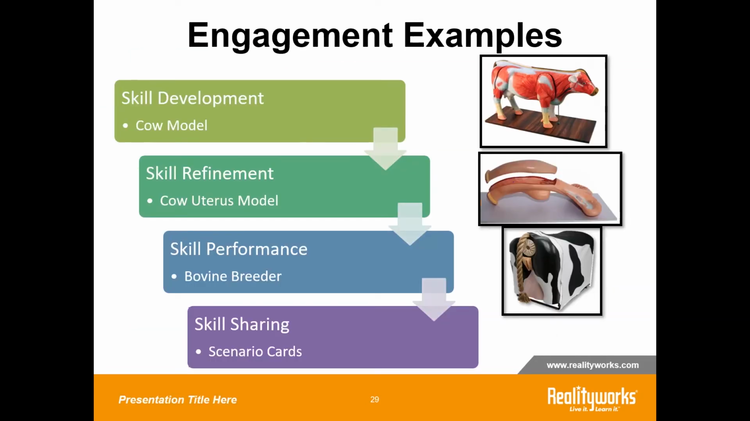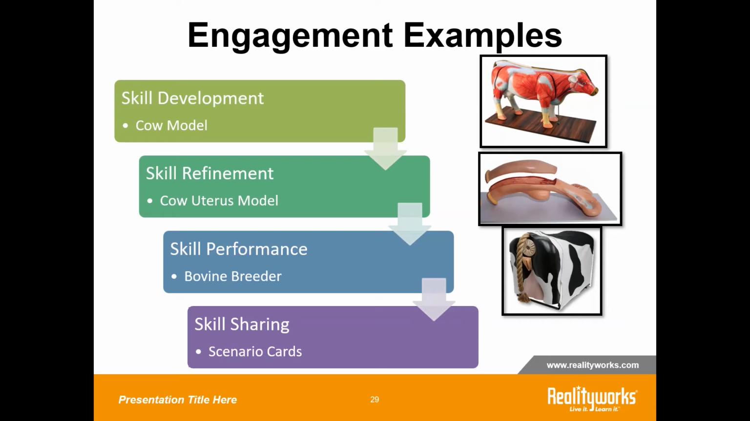So in our case, some skill development: we may start with a cow model. That might be where you get that development. Know the different features and the functions of the animal. Then you have some refinement. We're going to focus just on breeding that animal. And so you get our cow uterus model, and that breeding of that animal is really focused on, do you understand all the different parts of the uterus, all the different parts of artificial insemination, all the different parts of what you need to do to make sure that that animal can be bred, can actually have the pregnancy, and then birthing the pregnancy as well.